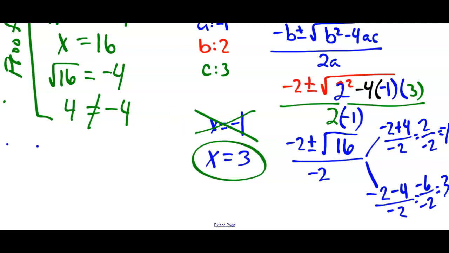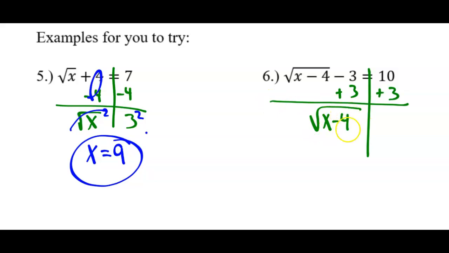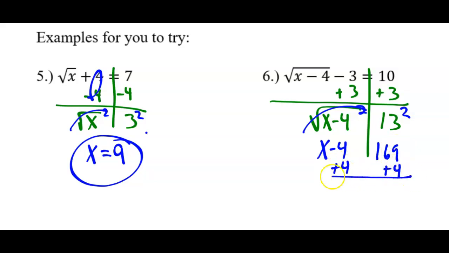All right, my last example I need to go through, I think, is number 4. Easy peasy, what do I got to do? Add 3 to both sides. I get the square root of x minus 4 is equal to 13. I got to square both sides. That's my next step. That'll cancel. So I have x minus 4 equals 169. Add that 4 to both sides, and x is going to be equal to 173. I'm good. I'm done.